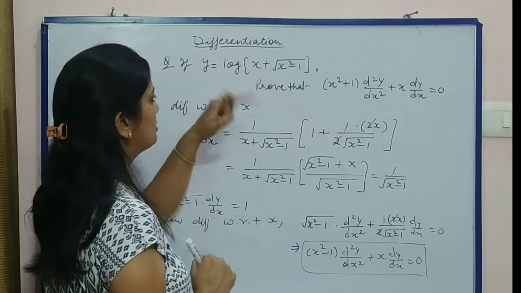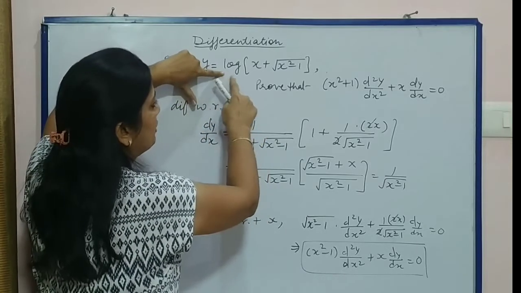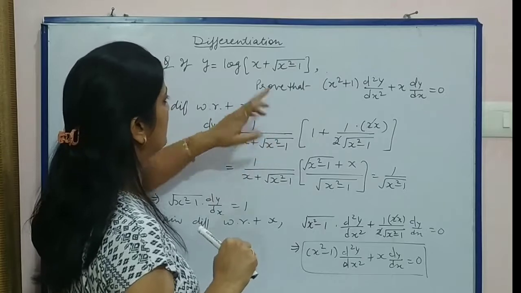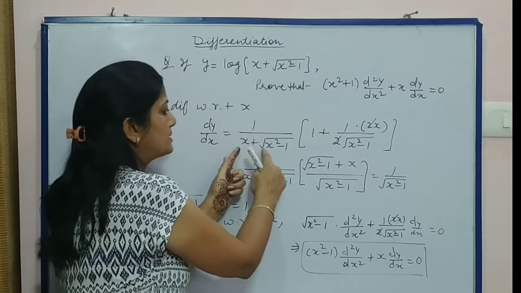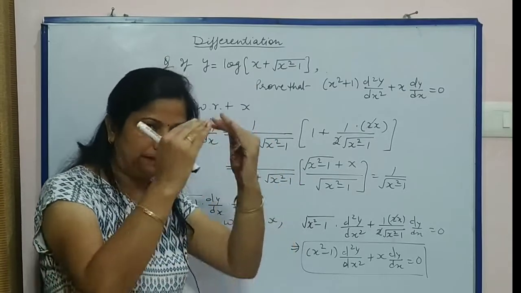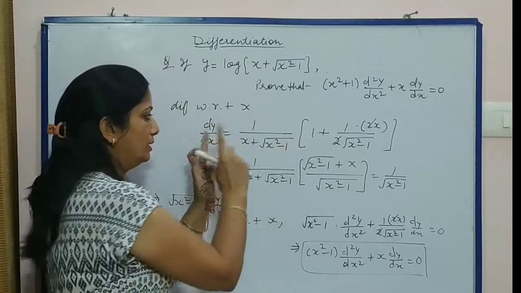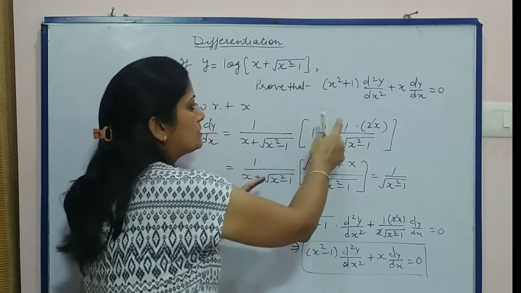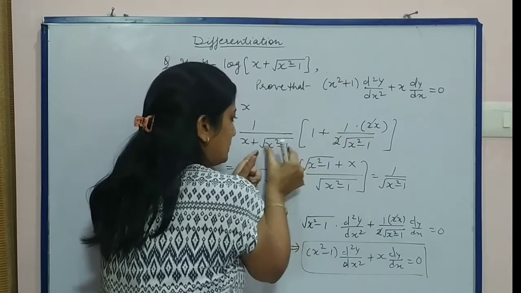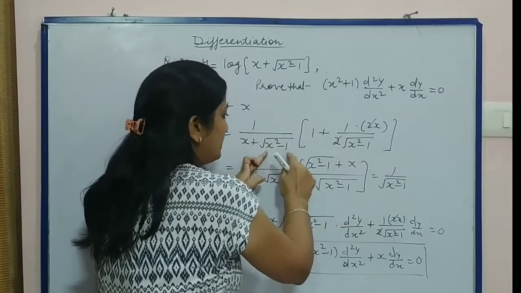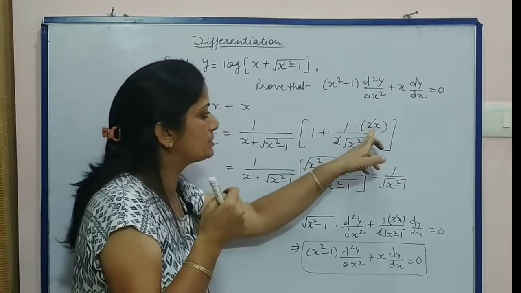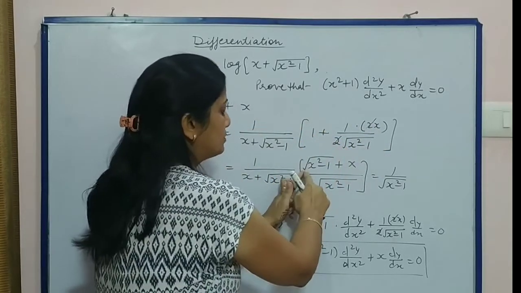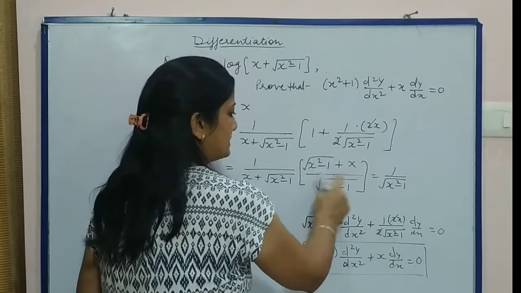Firstly, we differentiate this by chain rule. First, we apply the formula for log. d by dx of log x is 1 upon x. Therefore, first term is 1 upon (x plus under root x square minus 1). Then d by dx of this function. d by dx of x is 1. d by dx of this term is 1 upon 2 under root of the same term, and d by dx of x square minus 1 is 2x. 2 cancels out. When we take LCM, we will get (under root x square minus 1 plus x) whole upon under root x square minus 1.